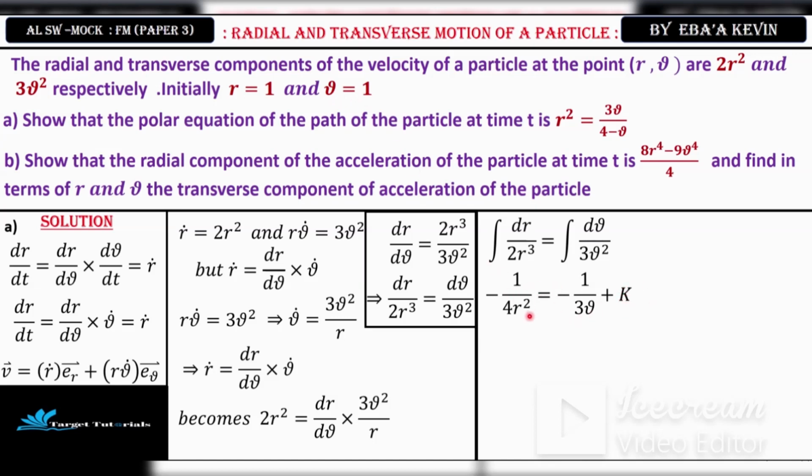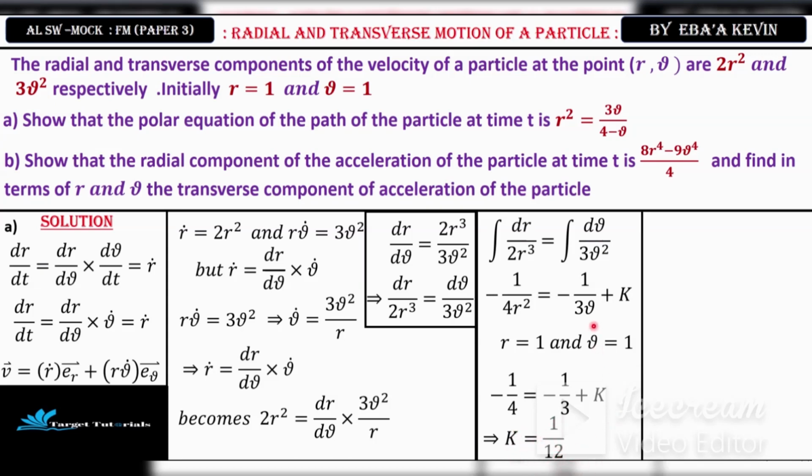Substituting r equals 1 and theta equals 1 into this expression, we obtain negative 1 quarter equals negative 1 third plus k, from which we get the constant of integration k equals 1 divided by 12. So negative 1 divided by 4r squared equals negative 1 divided by 3 theta plus 1 divided by 12, where 1 divided by 12 is the constant of integration obtained here.